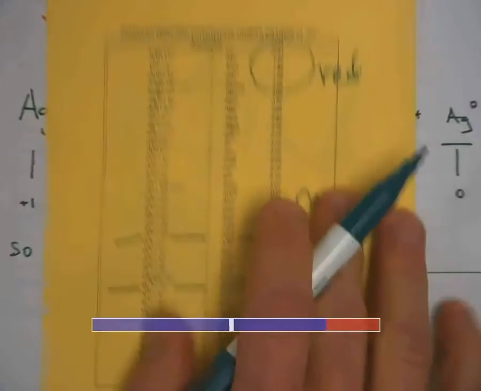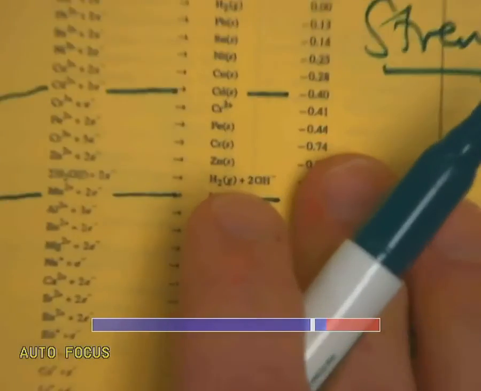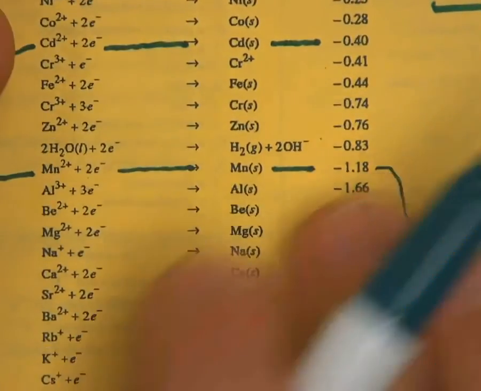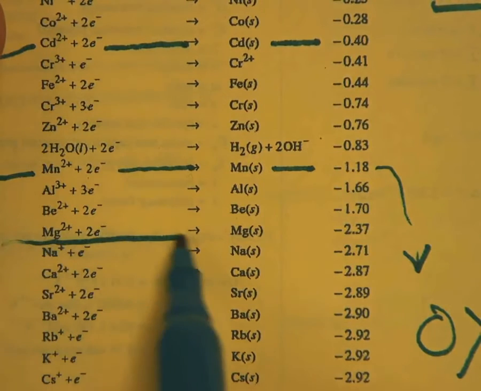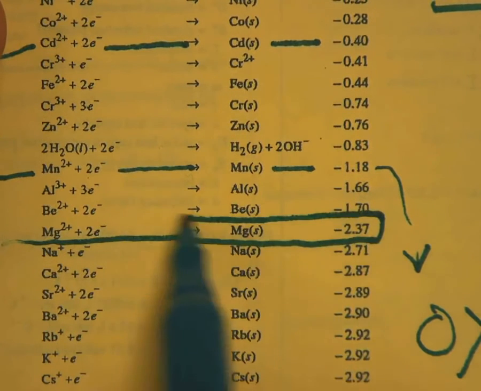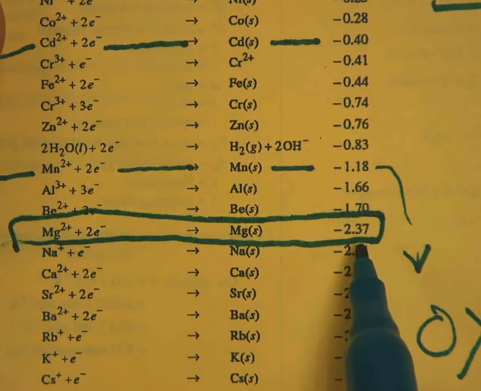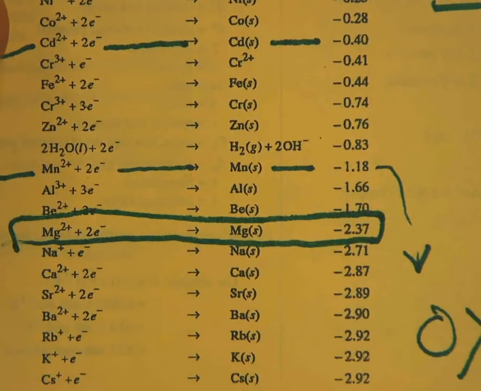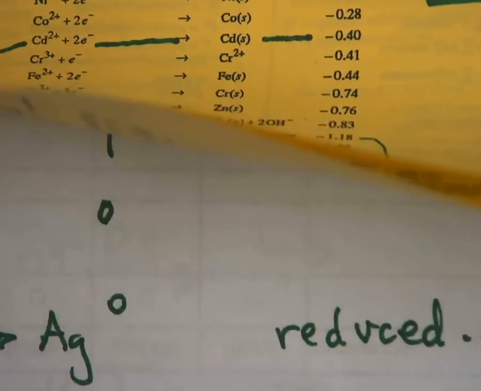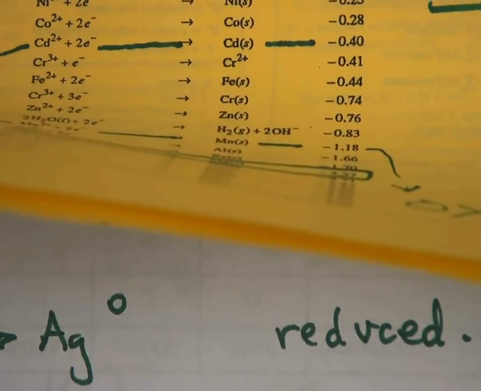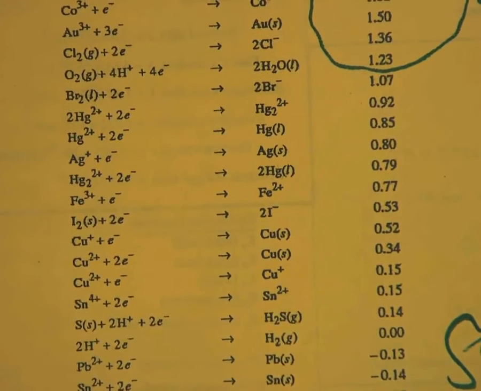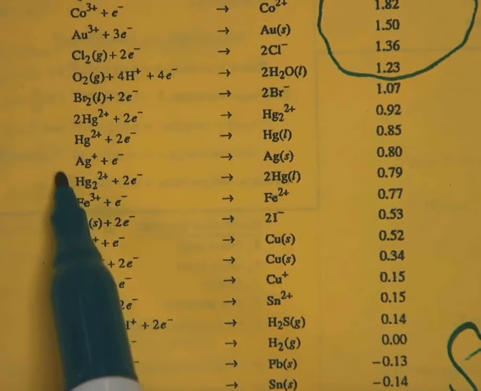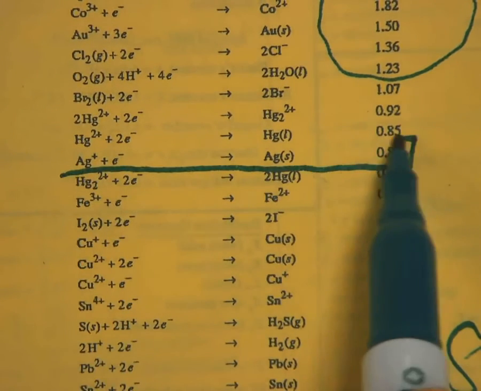I'm going to zoom in right here, and we'll see if we can find them. Okay. We found manganese here, but now we need to find magnesium. Here's magnesium. It has a standard reduction potential of negative 2.37. So let's write that in here. Negative 2.37. I'll zoom out in just a second again. But I'll slide this down, and we'll find silver right up here. And silver's standard reduction potential is 0.8.